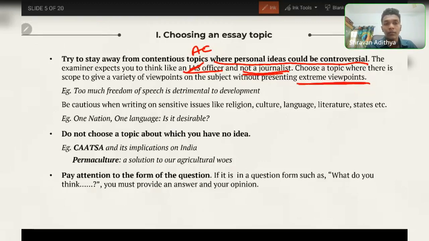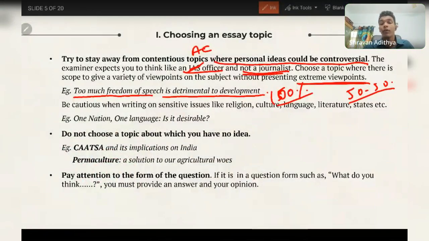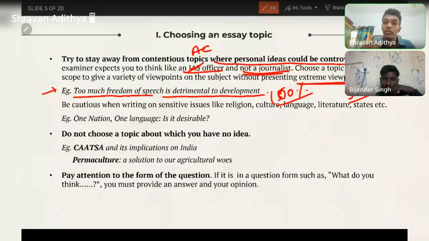For example, I have given this here: too much freedom of speech is detrimental to development. You might feel that too much freedom of speech is actually detrimental to development, because there are constant protests happening here, which are not letting us develop properly. You might feel that on your own, but you cannot agree with this statement 100%. At the same time, you cannot disagree with the statement completely either. So it is a 50-50. Freedom of speech is necessary, but at the same time, it should not be absolute. That should be the middle path you take. I have given this example because if you say it is absolutely right, or absolutely wrong, you will not fetch any good marks. So your personal ideas should also be balanced. You have to train yourself like that.